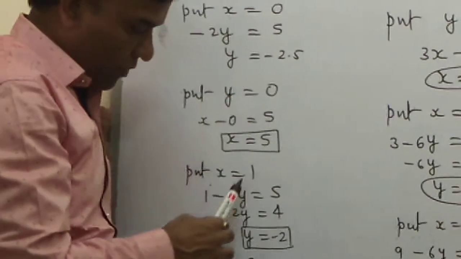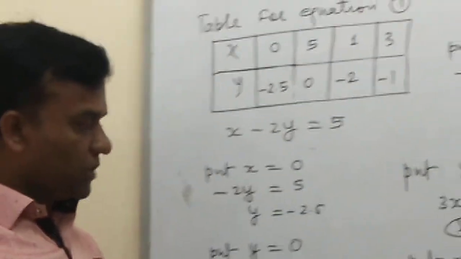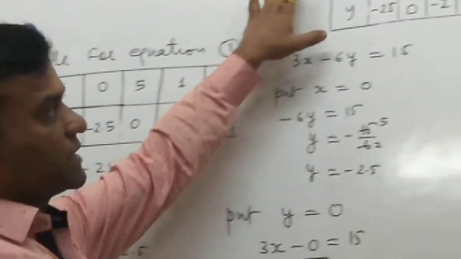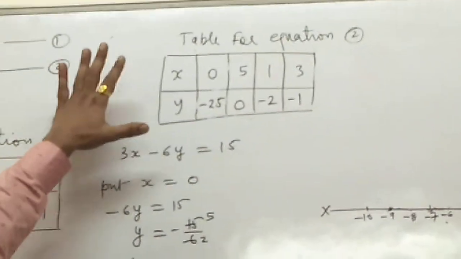Similarly, you put x equal to 1, then y equal to minus 2, and then x equal to 3, and then you get the value of y as minus 1. So these 4 points you substitute in the table. And similarly we draw the same table for equation 2, x and y.